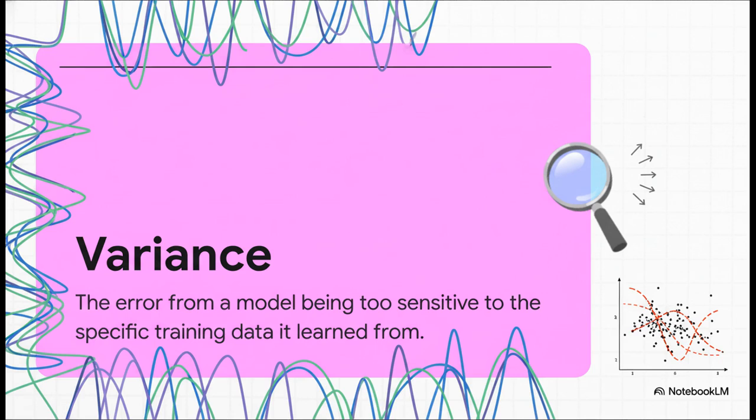And then you've got the total opposite, variance. This is the error you get when your model is too flexible, too sensitive. It pays way too much attention to the specific data points you trained it on, including all the random noise. The result, if you were to retrain that same model on a slightly different set of data, you could get a wildly different outcome. That instability, that shakiness, that's high variance.